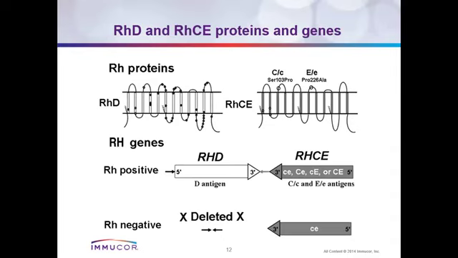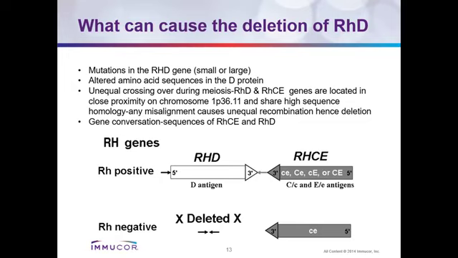And how do they even become RhD negative in the first place? RhD negative comes as a result of the deletion of the RHD gene during the process of protein synthesis. I'm giving you the reasons for the deletion. What can cause the deletion of RHD anyway? One is mutations in the RHD gene. It might be small insertions or even a larger mutation. And sometimes there can be altered amino acid sequences in the D protein. And once it is altered, we lose the D, and it will never be expressed anywhere.